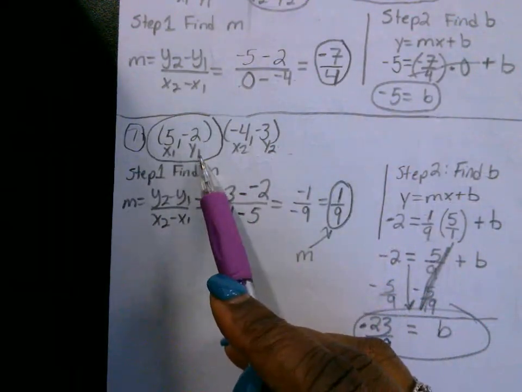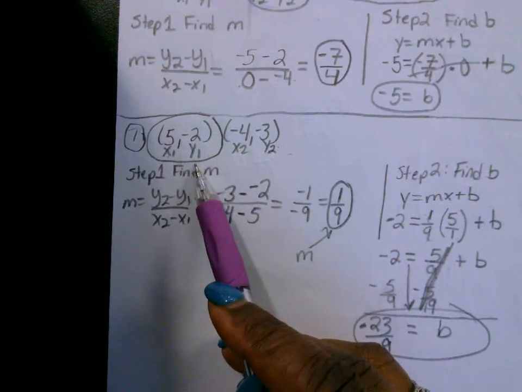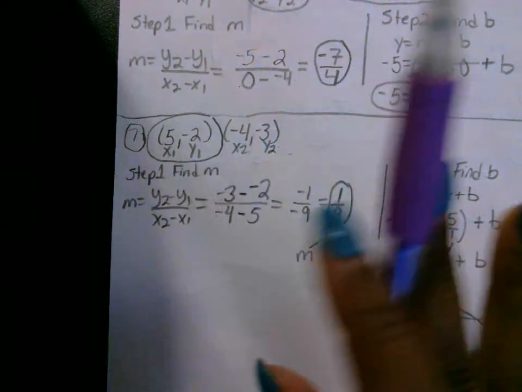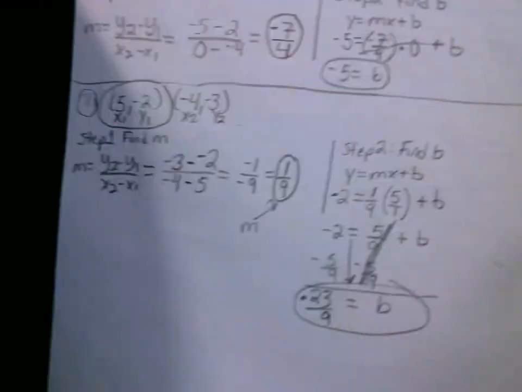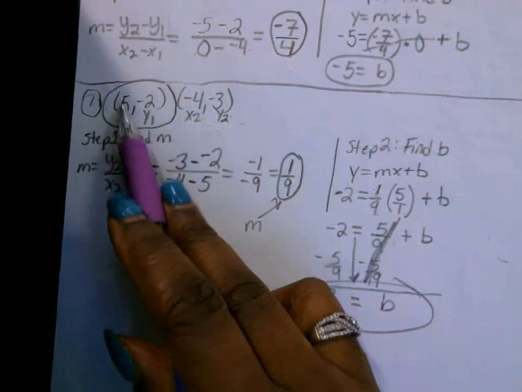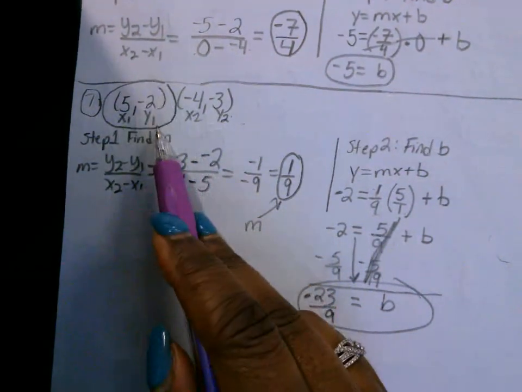So we circled this point. They felt like this one was the easiest to use to substitute. So since we're using this point, the first number is x, the second number is y.